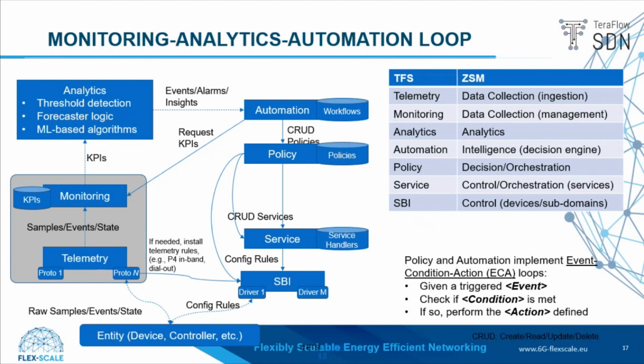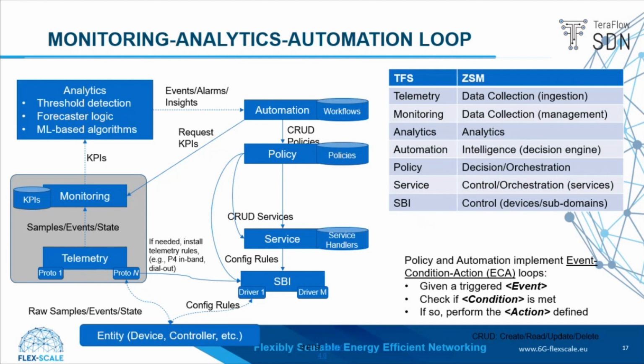Then on top we have the analytics module, which is responsible for the threshold detection, the forecast logic, and the machine learning algorithms. As I said before, it can provide insights, events, or alarms to the automation model. In our case, the decision entity is split into two components: the automation and the policy. The automation is responsible for deciding the CRUD policies, so the create, read, update, and delete policies, to the policies module, and also for requesting the KPIs that have to be monitored.